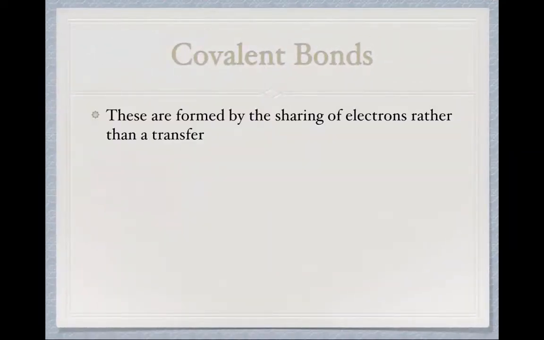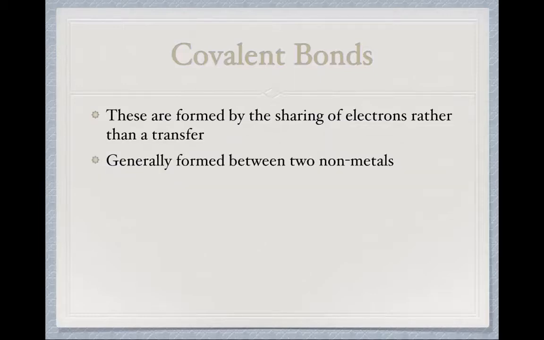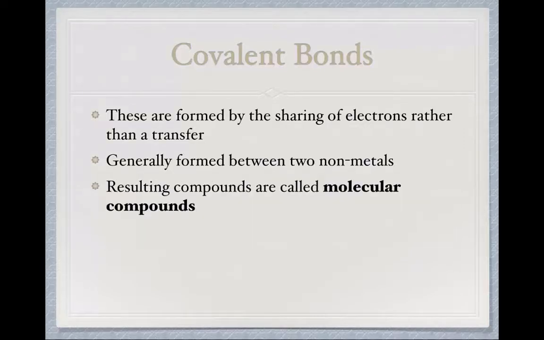Covalent bonds are somewhat different from ionic bonds because rather than a transfer of electrons, instead we're seeing a sharing of electrons. And these generally form between two nonmetals, as opposed to ionic bonds, which form between metals and nonmetals. So the compounds that form with covalent bonds we call molecular compounds, and they are individual, discrete molecules. They're not these three-dimensional lattices that we see with the ionic bonds.